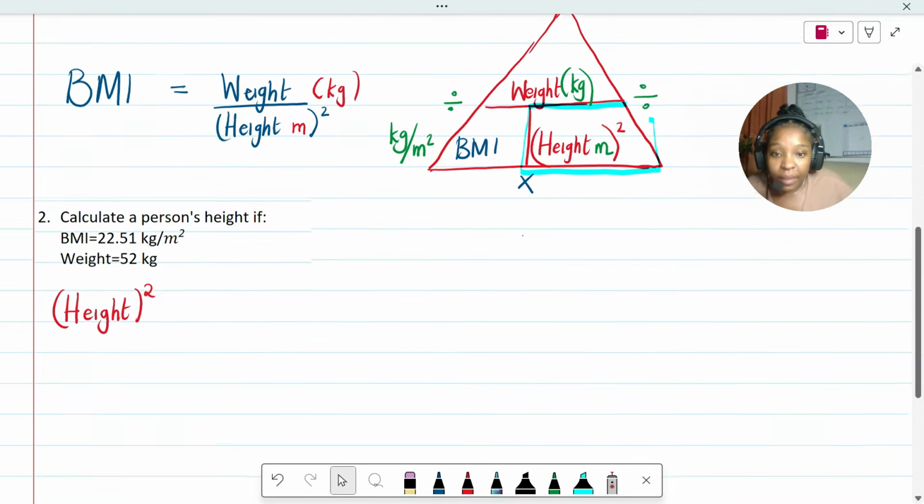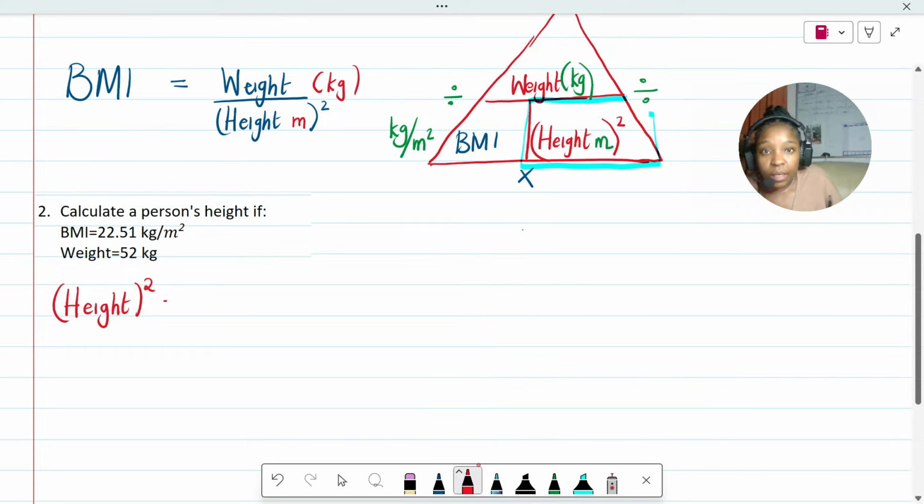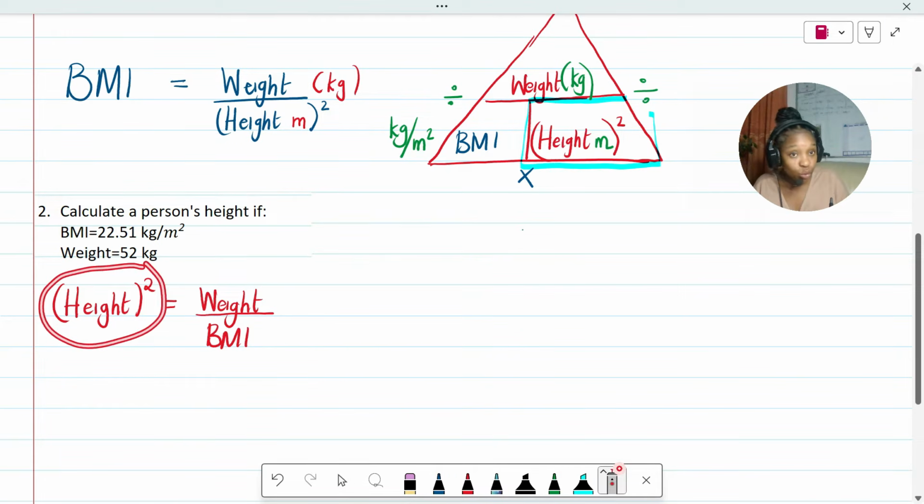Okay, so then from here, height is going to be equal to the weight of a person in kg divided by the person's BMI. Okay, so then let's just quickly substitute. Remember, this is height squared. We still need to do something, okay? So please just pay attention there, right?